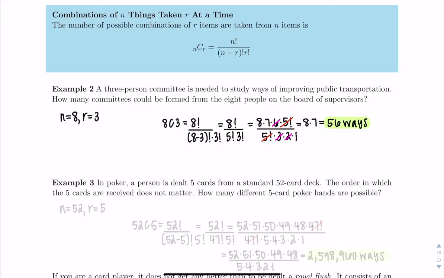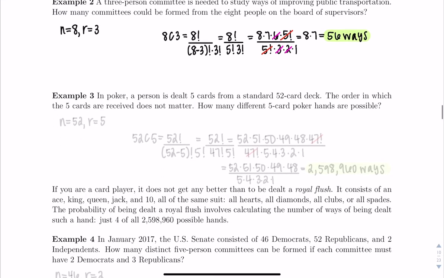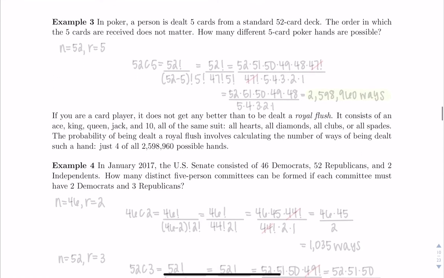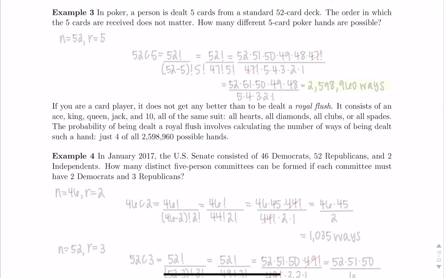In poker, a person is dealt 5 cards from a standard 52 card deck. The order in which the 5 cards are received does not matter. How many different 5-card poker hands are possible? So my big deck is 52 cards. And I only receive 5 cards. So we have 52C5.